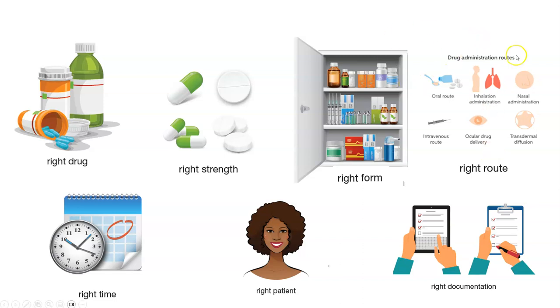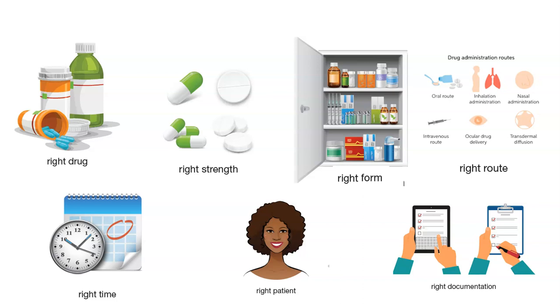Did it go through the right route? Was it supposed to be taken orally? So form and route often are pretty closely related. What time? When was it supposed to be given? Is it supposed to be given with food? Is it supposed to be given in the morning on an empty stomach? Is it supposed to be taken at bedtime? Is it supposed to be taken every 12 hours? Is it only once a day? A lot of information. And are we giving it to the right patient?